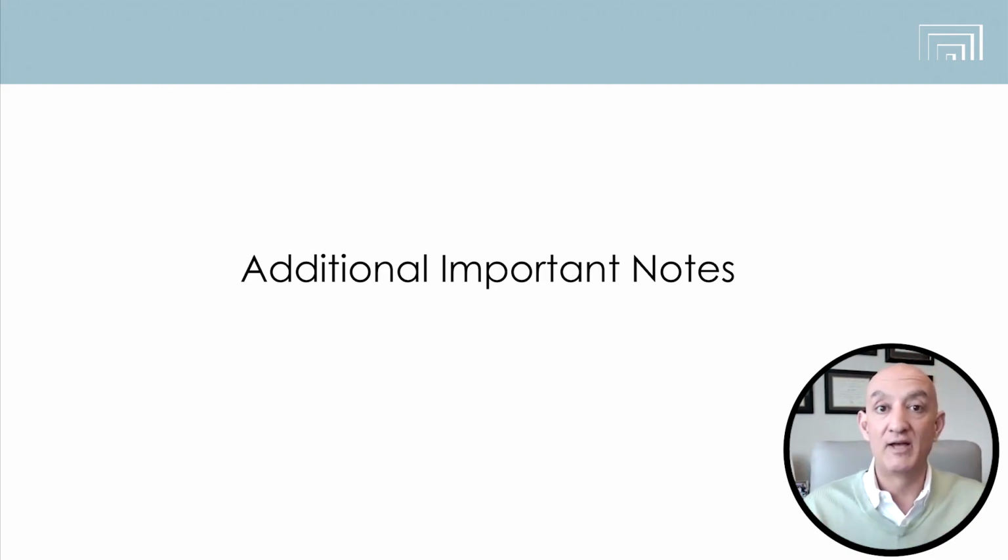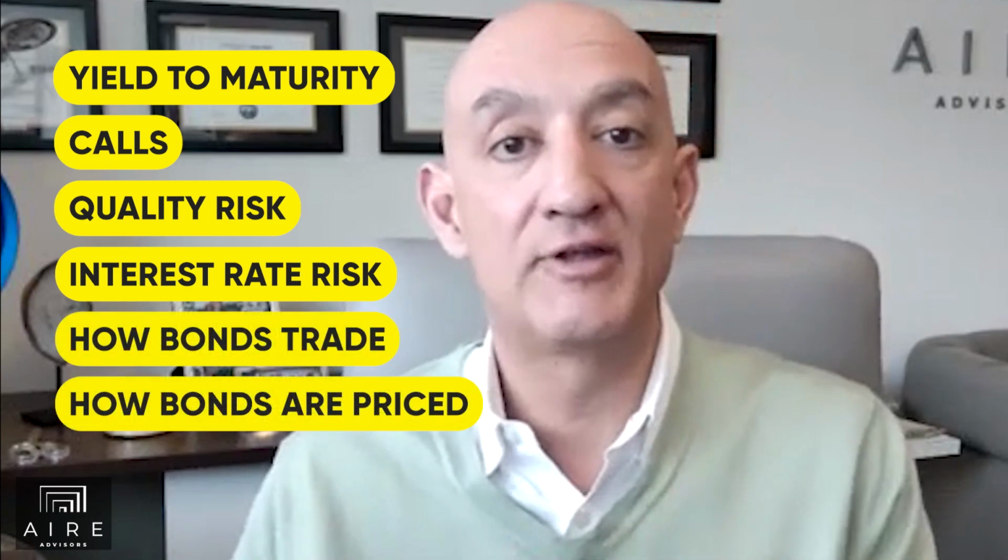Bonds also have spreads to them. Even with no commission, there is a difference in the buy price and the sale price, the bid-ask price of a bond, that's generally bigger than it is on stocks because it's more of a manual system. So in conclusion, the most important concepts to understand about bonds are the idea of yield to maturity, calls, quality risk, interest rate risk, and you should also be aware of how bonds trade and how they're priced in your account.